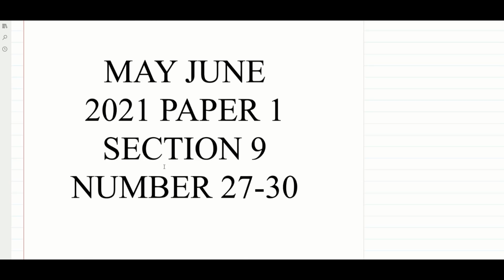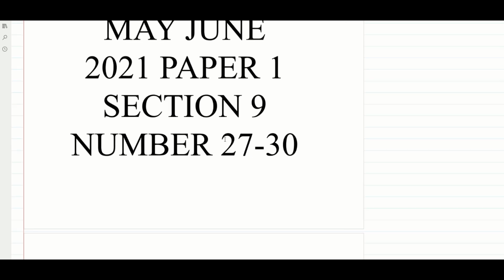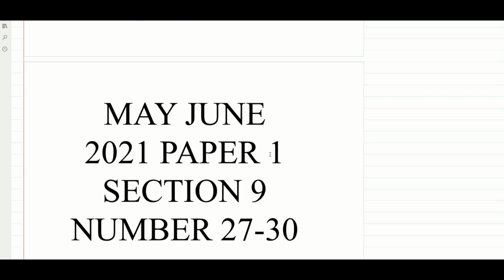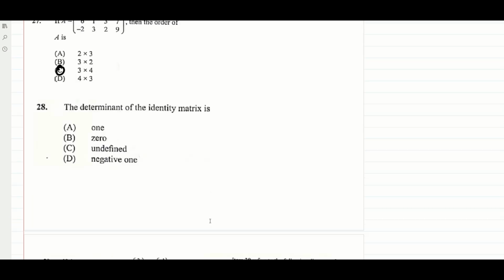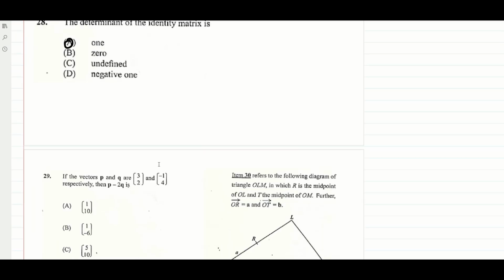Let's look at May, June 2021, Paper 1. Right? Section 9, which is the vectors and matrices question, which is 27 to 30. They ask you what is the order. It is 3 rows by 4 columns. It's always row by column, okay? 3 rows by 4 columns is C. The determinant of an identity matrix is equal to 1. Always 1, right? If it is identity matrix. If it's a singular matrix, then it's 0.